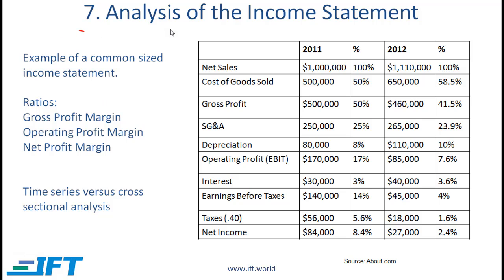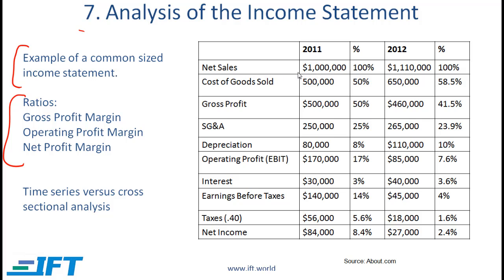Coming now to section 7, which is analysis of the income statement. Broadly speaking, there are two ways to analyze the income statement, and both these methods are actually related. One is to look at a common sized income statement, the other is to look at ratios. With a common sized income statement, every item on the income statement is taken as a percentage of sales or net sales. Here we are looking at every item as a percentage of net sales.